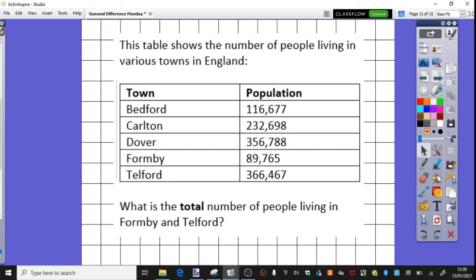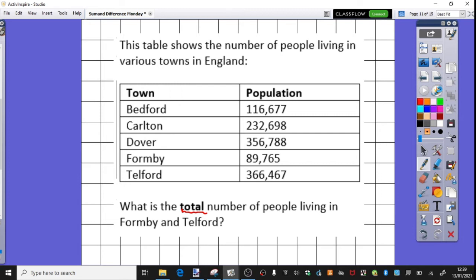This is a potential question we may be asked. This table shows the number of people living in various towns in England. What I should say at this point is this isn't necessarily completely 100% accurate and true. This has been used to help with Mrs. Gill's math sessions today. So these populations may not definitely be true. And the question says, what is the total? It's a really key word there. What is the total number of people living in Formby and Telford?